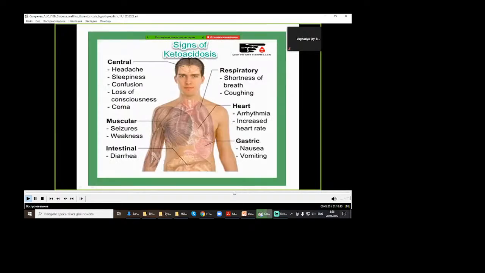The symptoms of ketoacidosis: headache, sleepiness, confusion, loss of consciousness, and even coma. Maybe weakness, diarrhea, nausea and vomiting, arrhythmia and tachycardia, and dyspnea or shortness of breath, and coughing. So these are the most important symptoms of ketoacidosis.